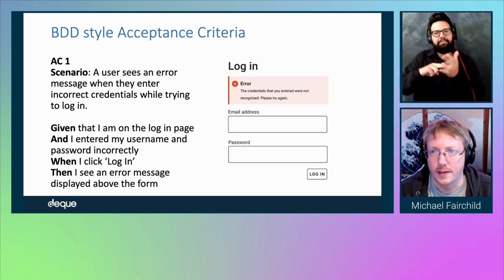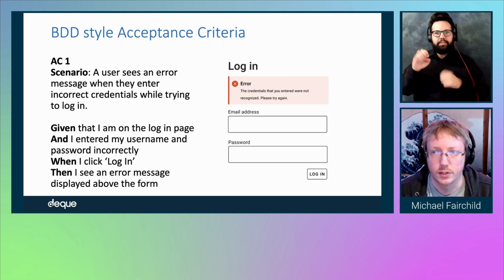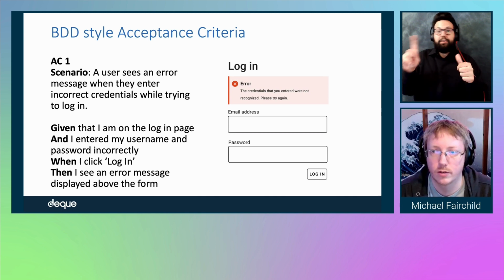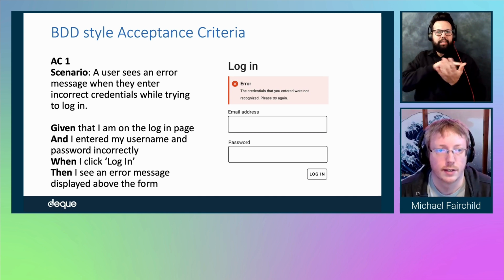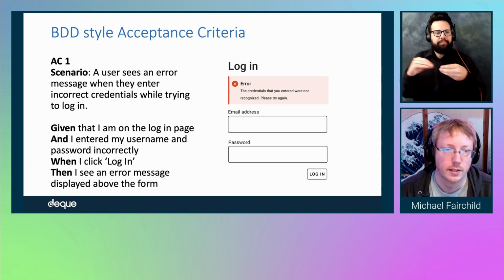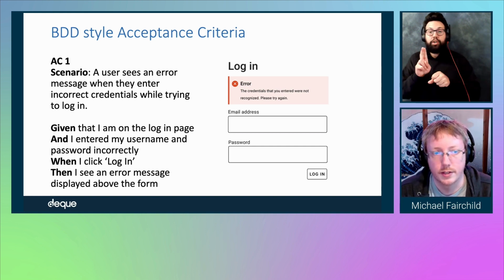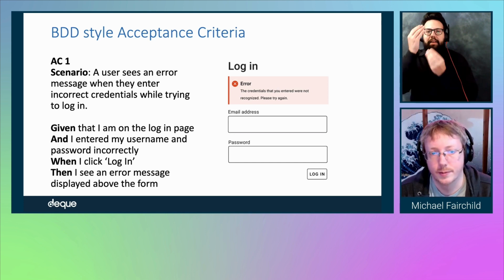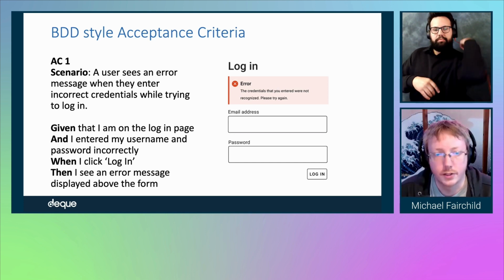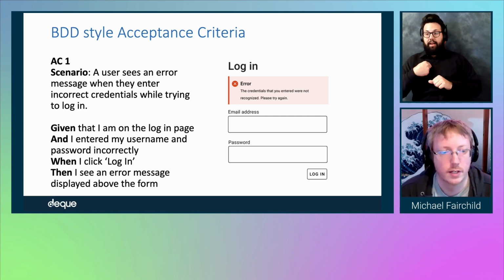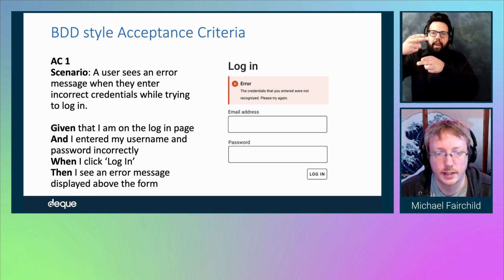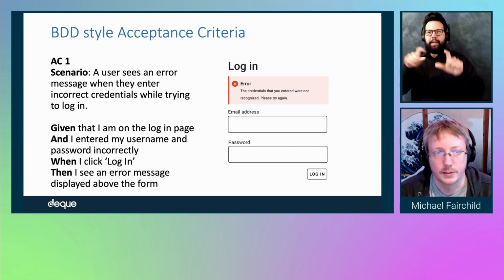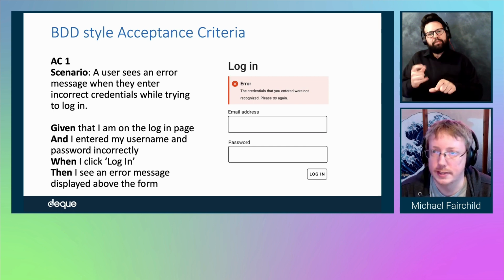So again, we have that same login form with an error message that I referenced earlier. This is the first AC in a story that we might have to implement this design. The scenario here is a user sees an error message when they enter incorrect credentials while trying to log in. So, given that I am on the login page and I entered my username and password incorrectly, when I click login, then I see an error message displayed above the form. That is one example of an acceptance criteria you might see in a story.